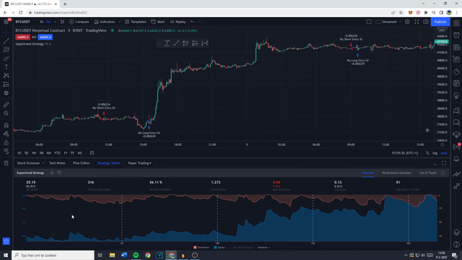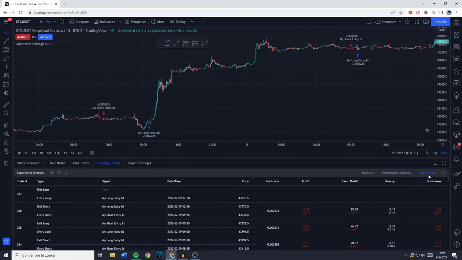And right here you can see all the statistics of this trading strategy. For example, the net profit is 25%, the total closed trade is 216, the percent profitable is only 36, which is actually quite low. However, the profit factor is 1.27, the maximum drawdown is 7.15%, and the average trade is 0.12% with an average length in bars of 51.